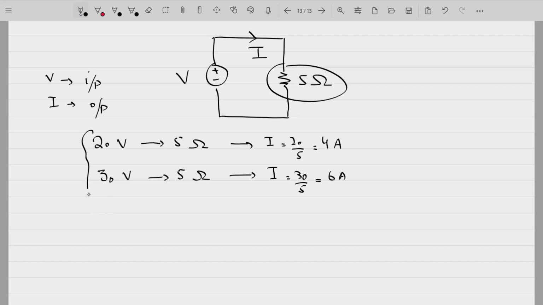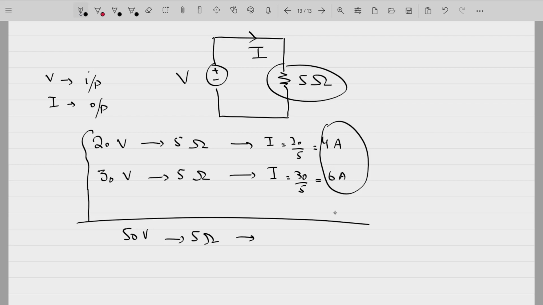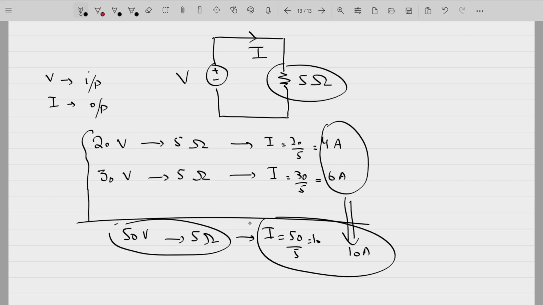Now if we apply a combined input of 50 volts to this 5 ohm resistor, then it should produce an output of I equal to 4 plus 6, that is 10 amperes. And we can actually see that from Ohm's law, because 50 divided by 5 is also equal to 10 amperes. So this principle holds here. Additivity holds here. That is, if we apply an input of some x volts to a fixed resistance of R equal to 5 ohms, we produce a certain output. Then if we apply a different input to this system, it produces a different output, but a combined input will produce a combined output. So that is the case of additivity.